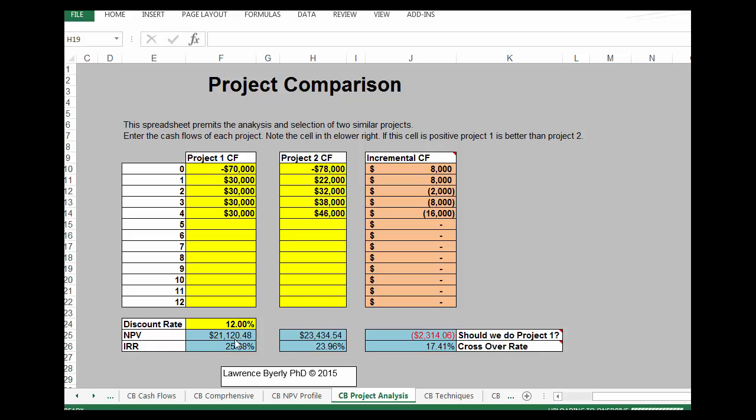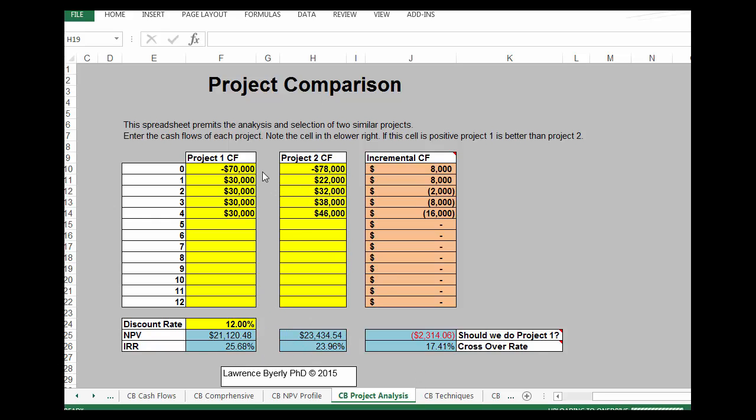And of course you can see here that just by a smidge the net present value of 2 is better than 1, but also 1 has a higher internal rate of return than 2. So if you're looking at internal rate of return, project 1 looks best. If you're looking at net present value, project 2 looks best. So how do we do this? How do we analyze this data?